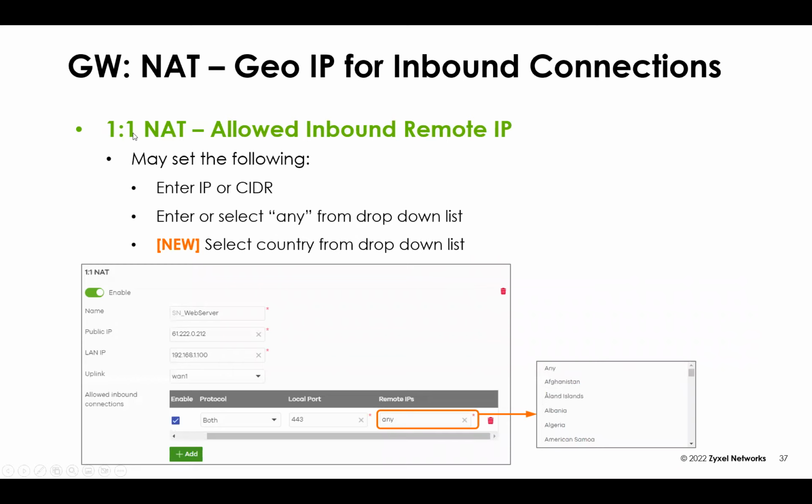When it comes to NAT one-to-one, if you have a block of public IP addresses from your ISP and you want to bind a particular IP address to an internal web server, it's the same thing here. We can make a rule that allows the remote IP addresses so that only IP addresses within the United States are allowed to access that web server. So you can choose a specific CIDR or IP, or you can choose a specific country to allow them to have access to that particular web server.